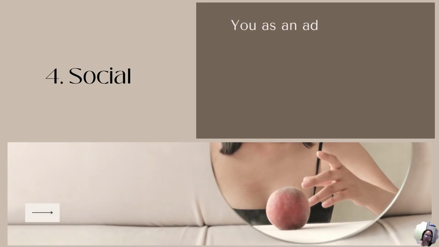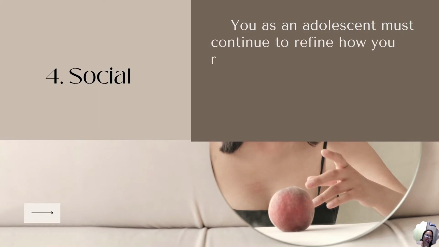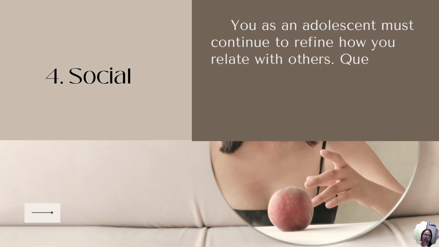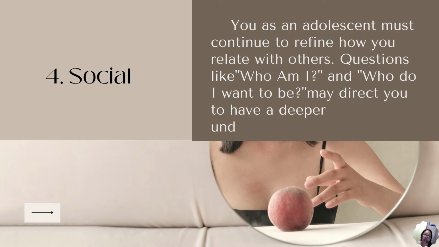The number 4 area of dimension is social. You as an adolescent may continue to refine how you relate with others. Questions like, who am I and who do I want to be, may direct you to have a deeper understanding of yourself. You may adopt the values and roles that your parents expect from you and later on develop your own identity that might be different from your parents but similar to your peer group. This is common as peer relationships can become a central focus in your life.